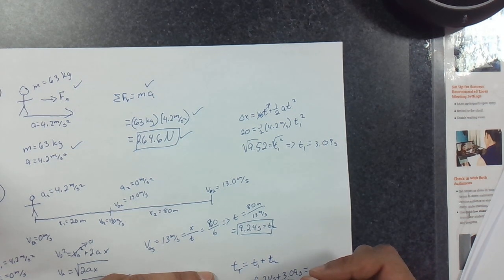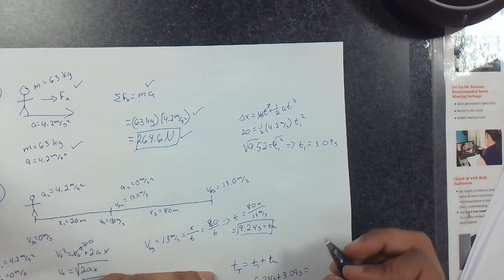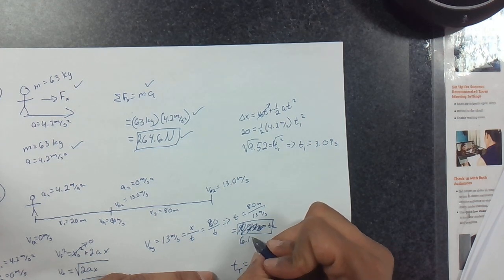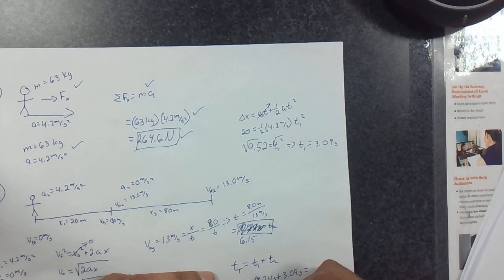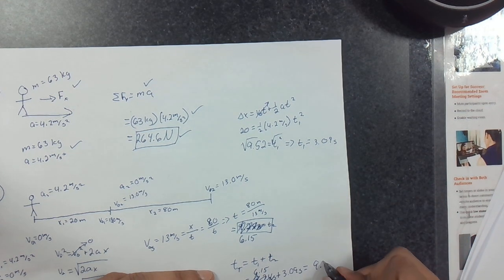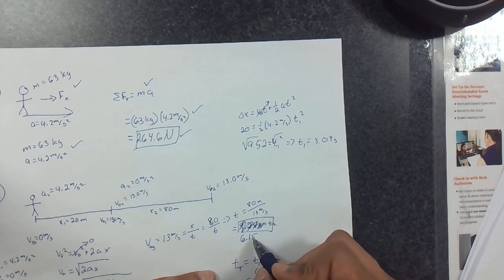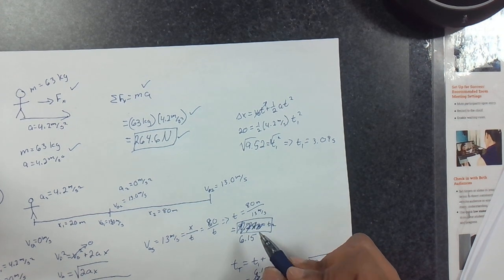That was the total answer. This actually came out to 6.15. So this is 6.15. So the total time is 9.24 seconds. So when you run this math, you should get 6.15. I jumped the gun while I was reading over my notes.